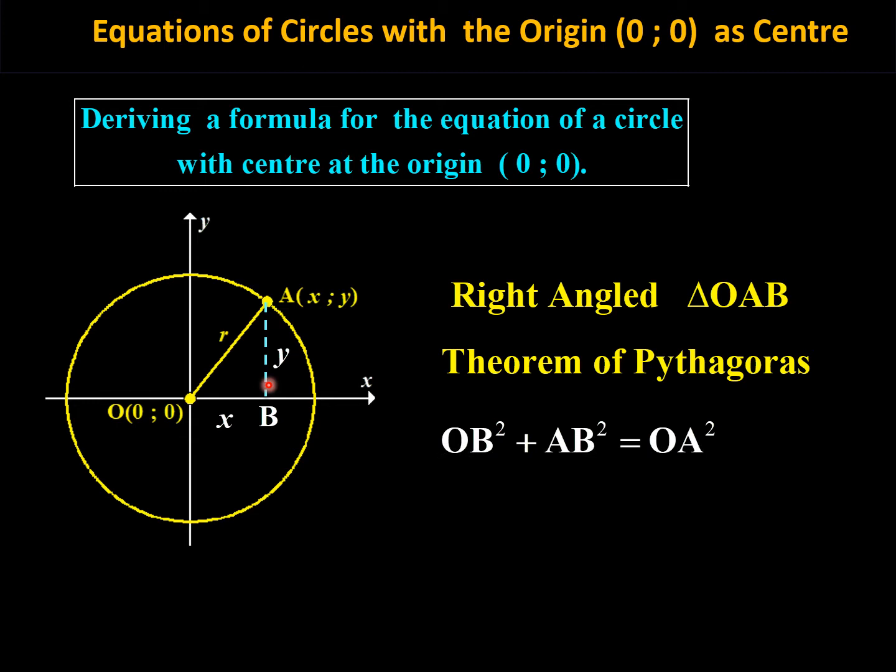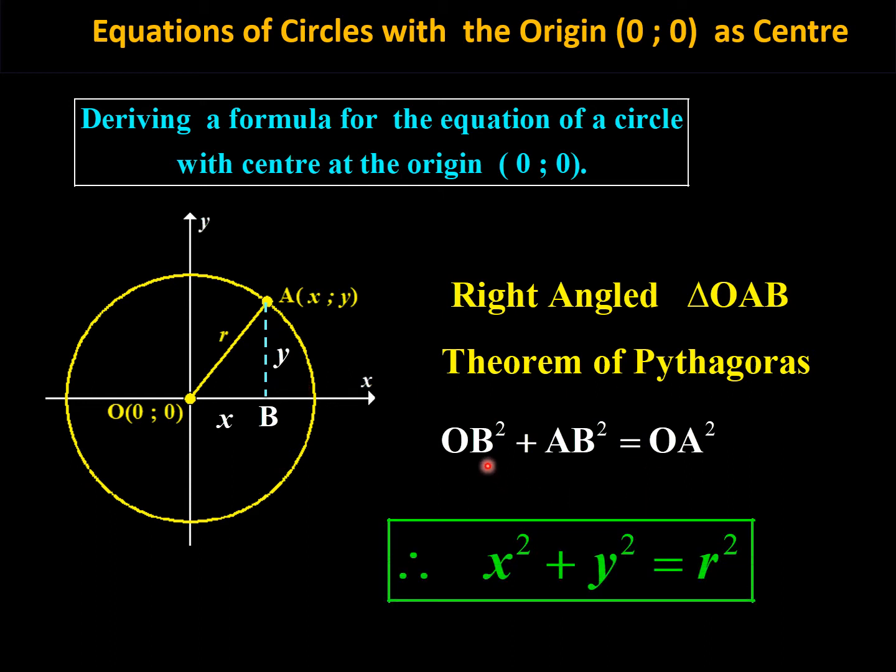We see OB squared plus AB squared is equal to OA squared. But OB is x, AB is y, and OA is the radius. So there we have a formula for the equation of a circle with the center at the origin. So if the center is at the origin, this is the equation of a circle that we will use.